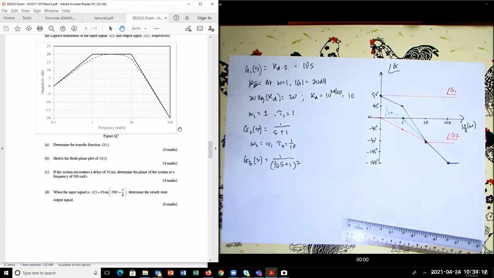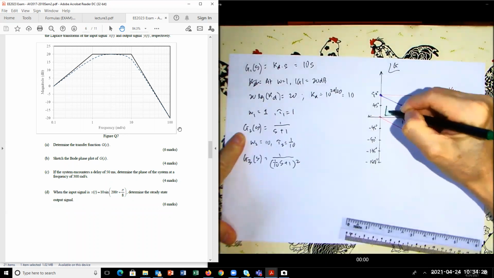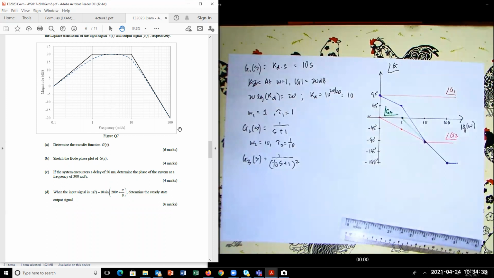So I'm combining the brown, the red, and the green. I see if I can get a thicker green. I got a thicker green here. This is better. So I'm combining the brown, the red, and the green, and then I get my blue. As I said, to get your combined, you find where all the corner frequencies are. Those will be your points to join up later.